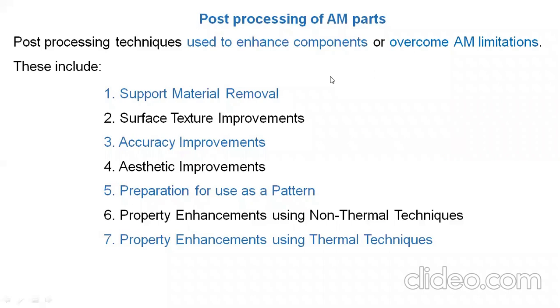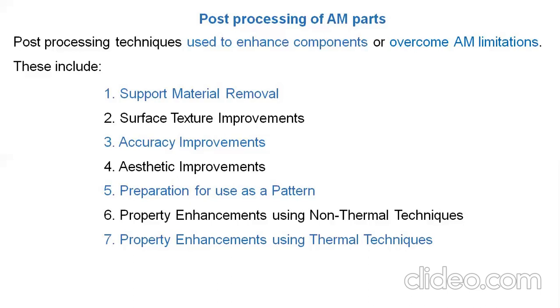What is this post processing? I think all of you have an idea about the additive manufacturing process. This is already covered in your CAD/CAM manufacturing. You have one unit related to the additive manufacturing process. What is this additive manufacturing process? We are using different methods to manufacture the product with the help of the additives which are added to the machining process. Then this is the advanced manufacturing process.